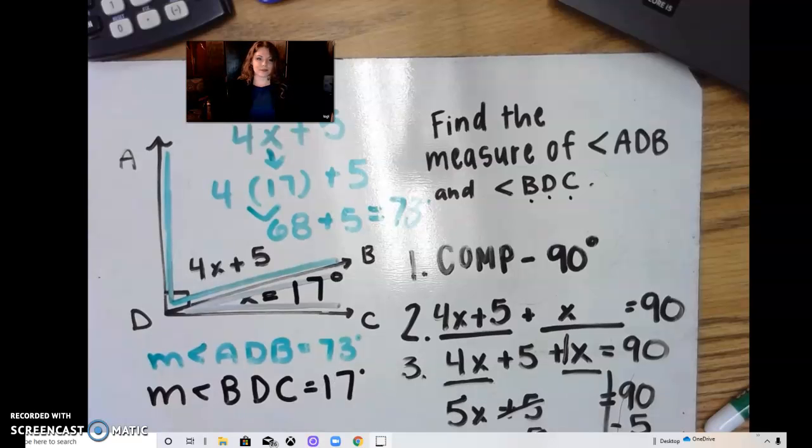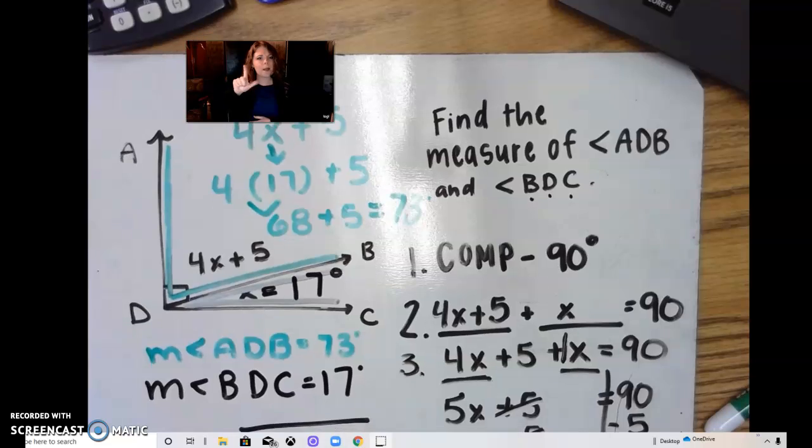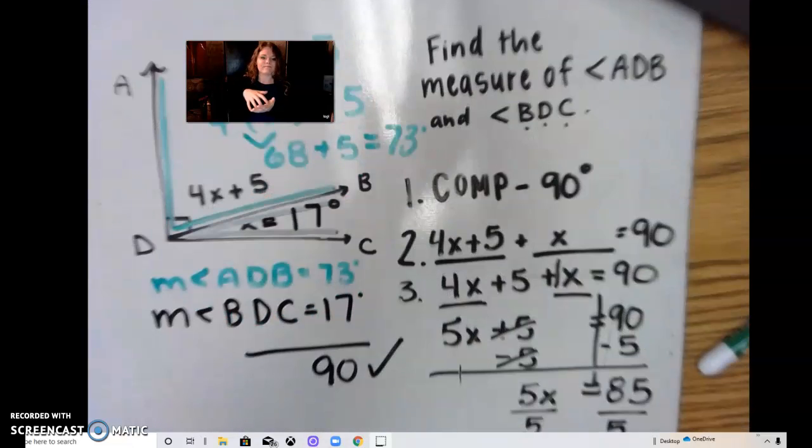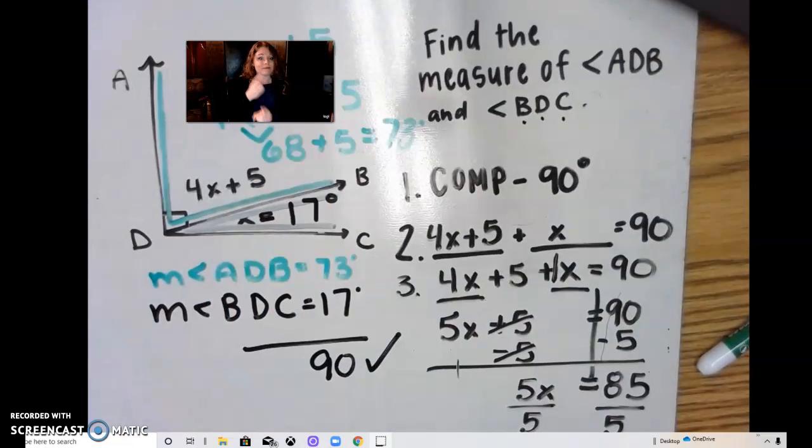Back up and think about where we started. These are complementary angles, which means they add up to 90. We can check and see if we're right. Is 73 plus 17 90? Plug it in your calculator and it will tell you, yes, it is. And so we know that we've done our math right. If it doesn't add up to 90, go back, and if you can't figure it out, email one of us, Google chat one of us, and we will help you.